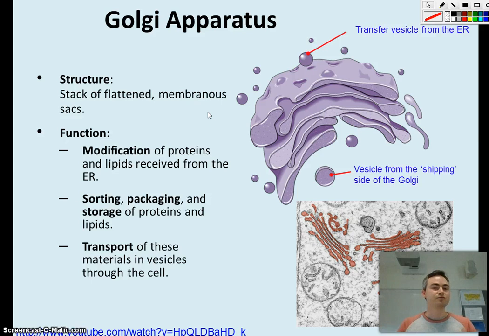Its function is to receive transport vesicles or transfer vesicles from the endoplasmic reticulum, and these vesicles will be containing things like proteins. It might modify them a little bit more when those vesicles fuse with the Golgi. The contents then get released into the membrane sacs. It might modify the contents a little bit more, and then it will package them back up and transport them. In this case, though, it's going to transport them out of the cell. The Golgi's function is to transport materials out of the cell. So these vesicles will then head off to the plasma membrane to be released via exocytosis.